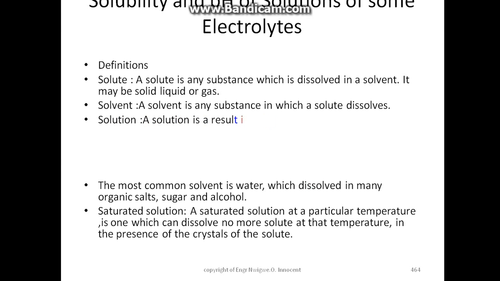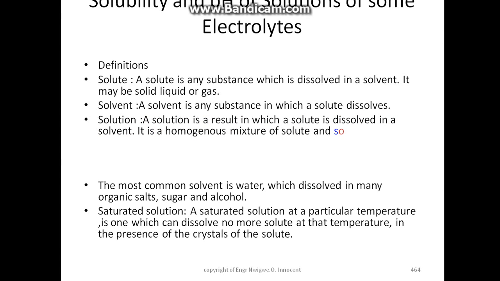Solution. A solution is a result in which a solute is dissolved in a solvent. It is a homogeneous mixture of solute and solvent. An example is salt plus water equals salt solution. The most common solvent is water, which dissolves many inorganic salts, sugar, and alcohol. Saturated solution. A saturated solution at a particular temperature is one which can dissolve no more solute at that temperature in the presence of excess of the solute.